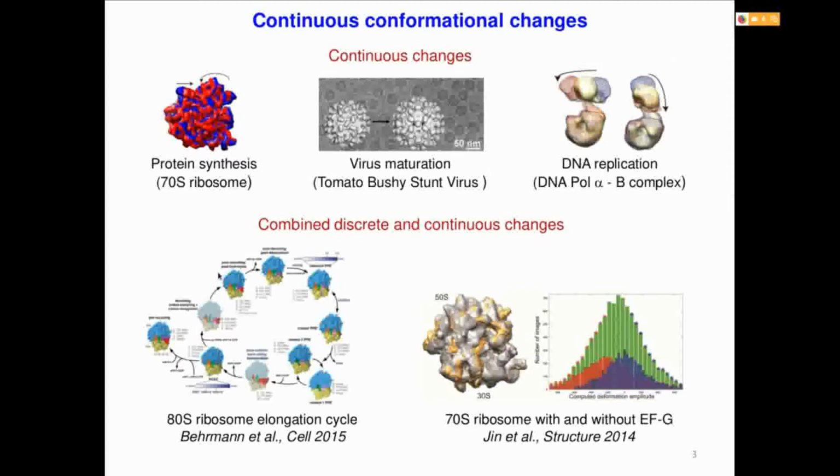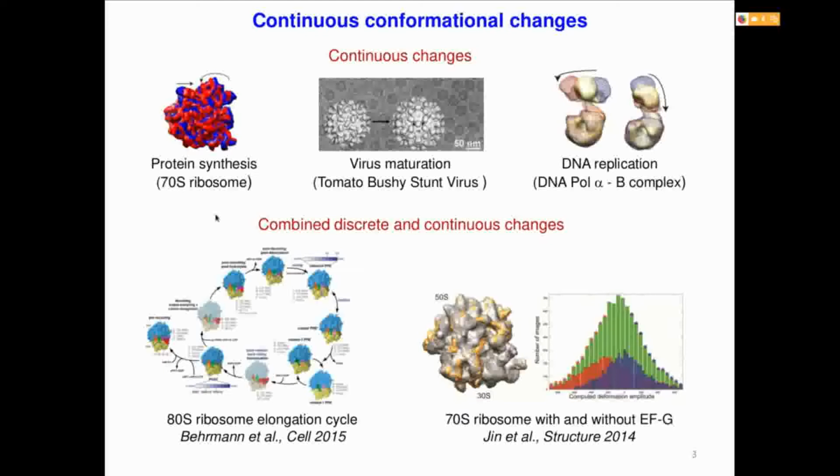Biological macromolecular complexes change their shapes in order to accomplish various biological functions like protein synthesis, virus maturation, DNA replication. These changes are not discrete, so you don't have a few discrete states, but many intermediate states exist, and they are not countable. So we speak about continuous conformational transitions or gradual changes.